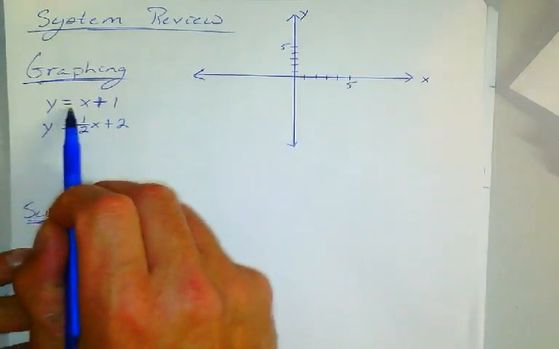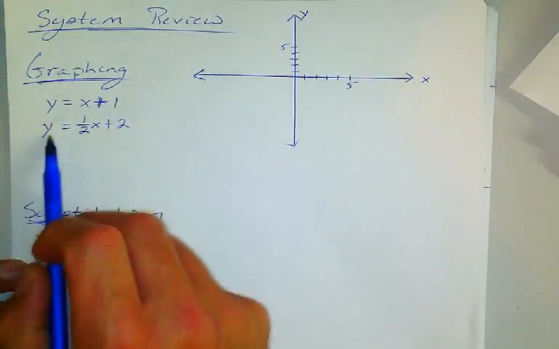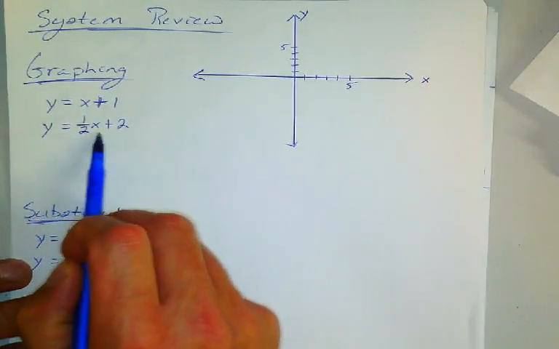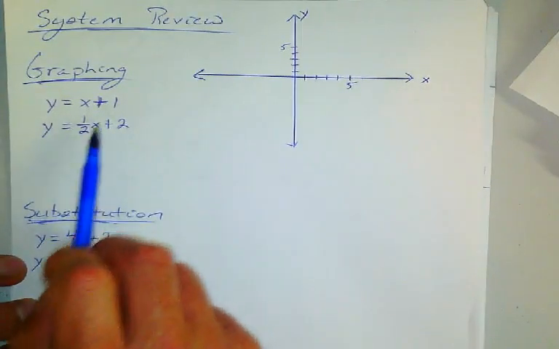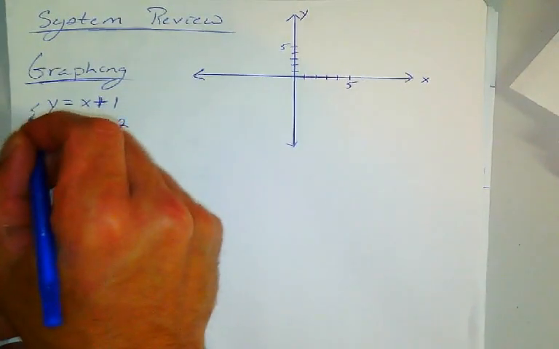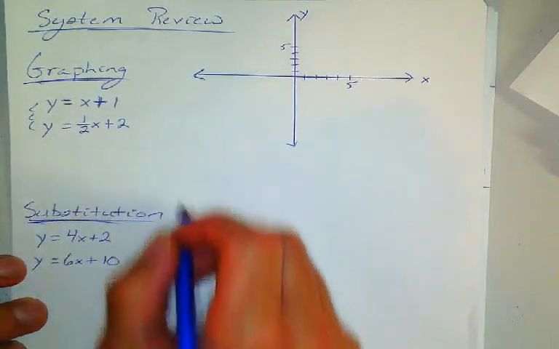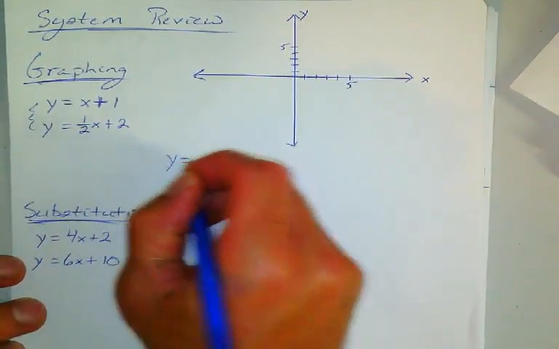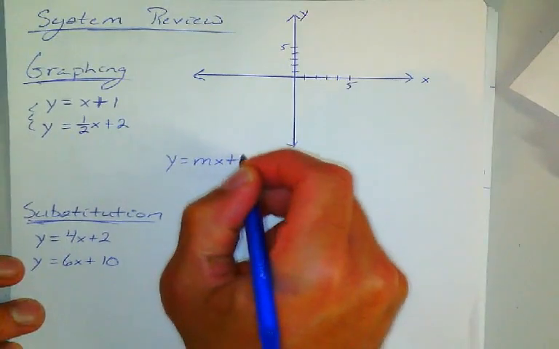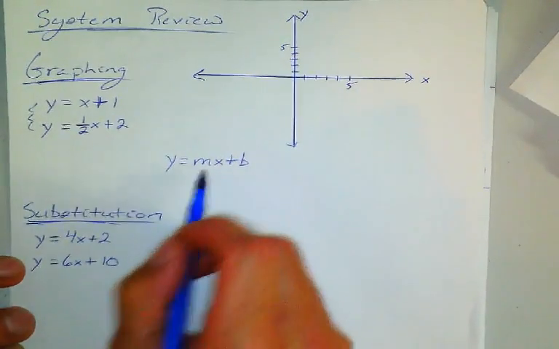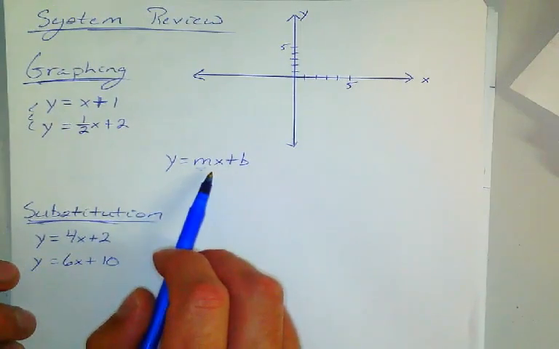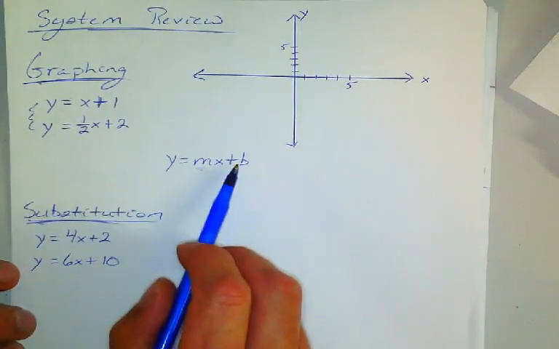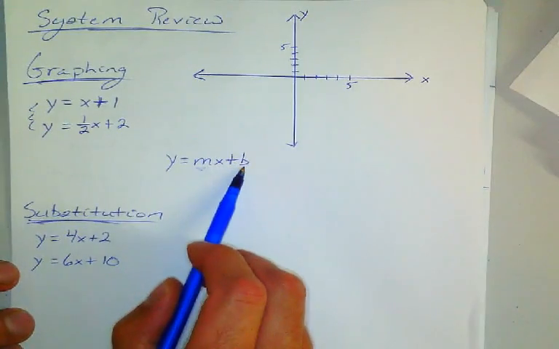We have y equals x plus 1, and y equals negative 1/2 x plus 2. Lucky for us, both of these equations are in slope-intercept form, which is y equals mx plus b. Whatever number is attached to the x is our slope, our rise over run, and whatever number we're adding or subtracting is our b, our y-intercept, where it crosses the y-axis.